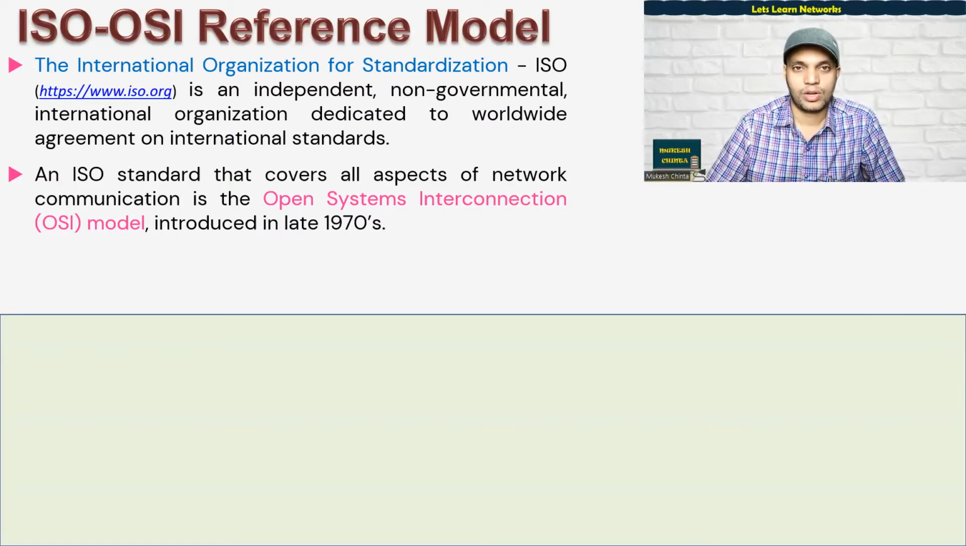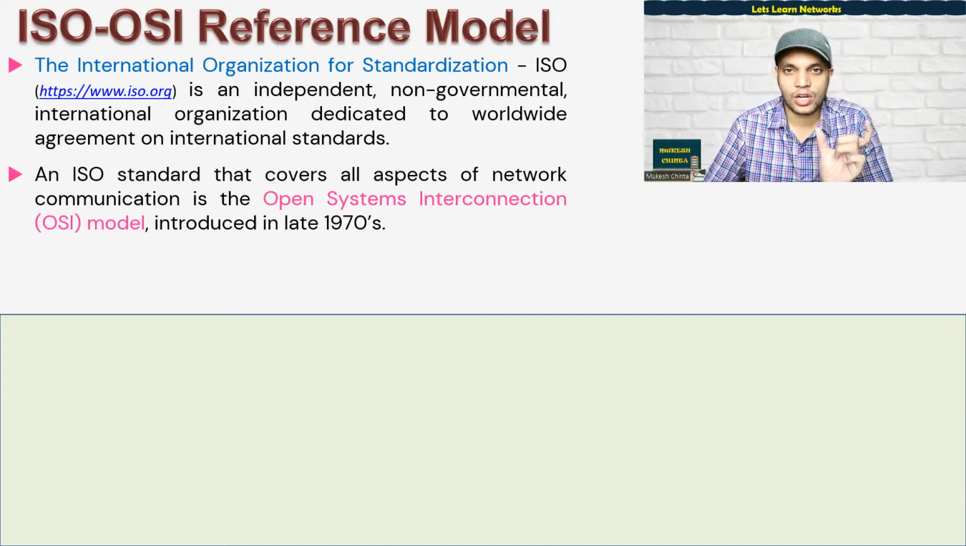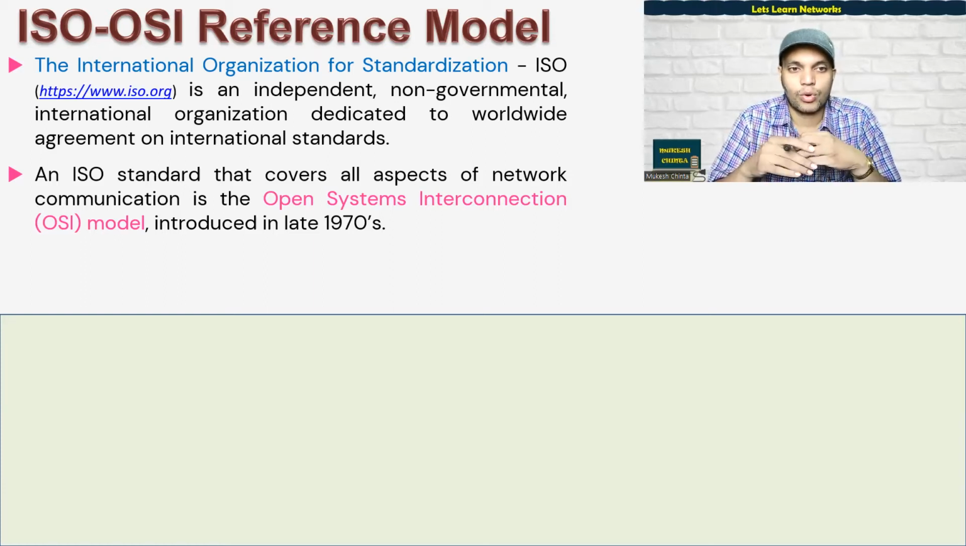What is an OSI model, and who is responsible for it? You must have come across the term ISO, the International Organization for Standardization. Some people might say International Standards Organization, but this is the more specific way of reading it. It is an independent, non-governmental, international organization dedicated to worldwide agreement on international standards. It consists of bodies from almost all the countries across the world who come together and decide what type of standard should be given and so forth. An ISO standard that covers all aspects of network communication is your OSI model.